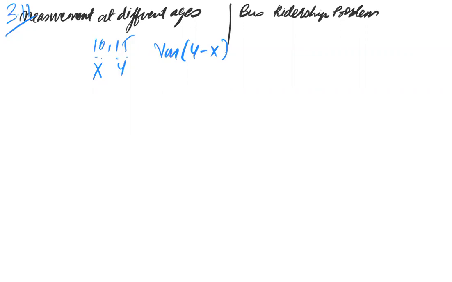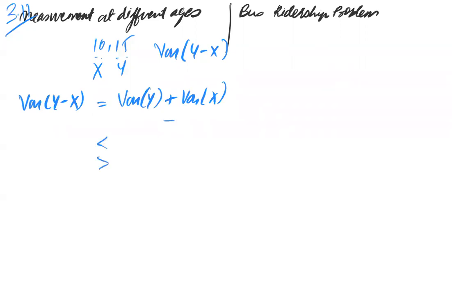The question has a few options to choose from. You're not supposed to find exact values, but they're comparing the variance of Y minus X with the variance of Y plus the variance of X. It could be equal to, greater than, or less than. So which one of them is true? Let's write this down.